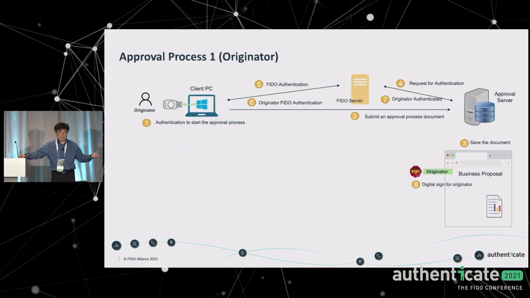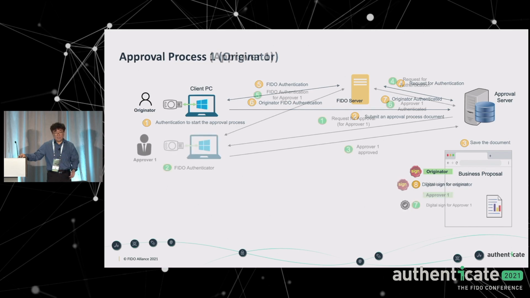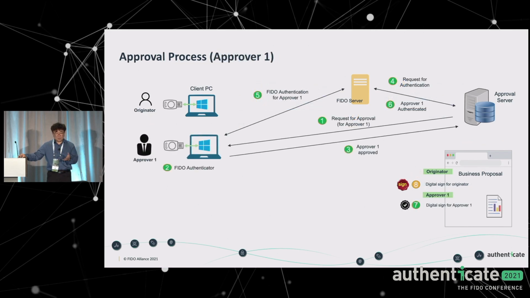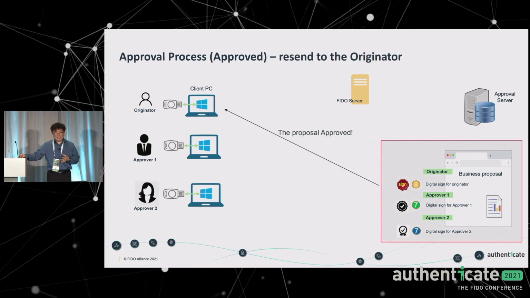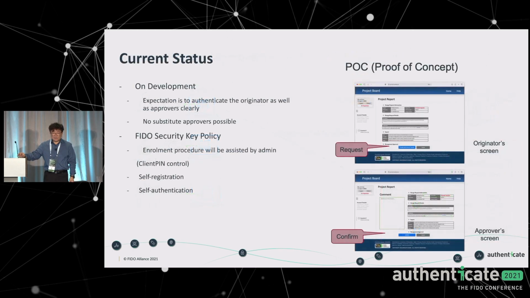So the first one uses approval servers and FIDO servers, and has a token attached to the proposal. Then the first approver goes through FIDO authentication and puts on another token. Then the third one gets the same thing. So it's kind of complex, but this is easy. Once it's done, everything is approved by the token, and then it's sent back to the originator. So it looks like this.